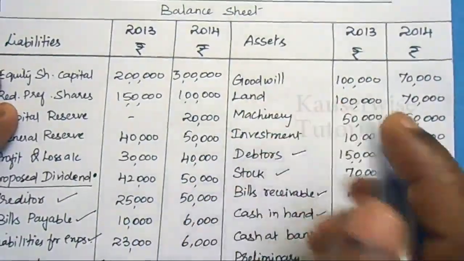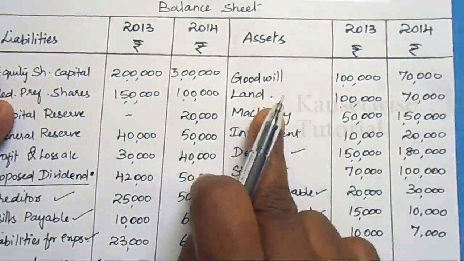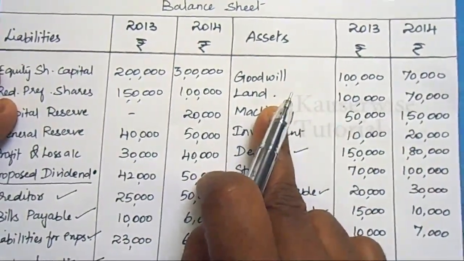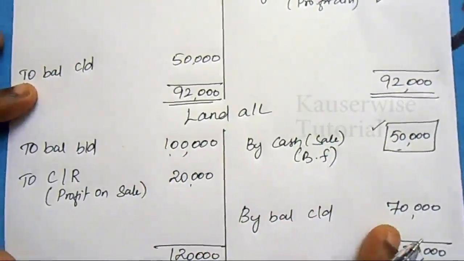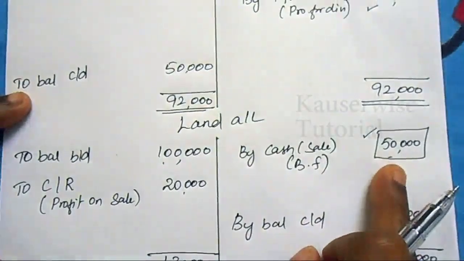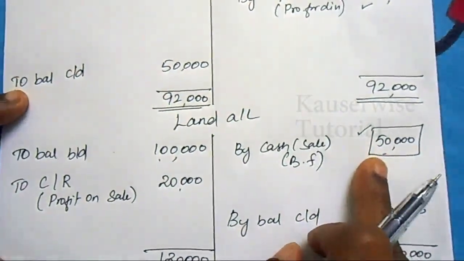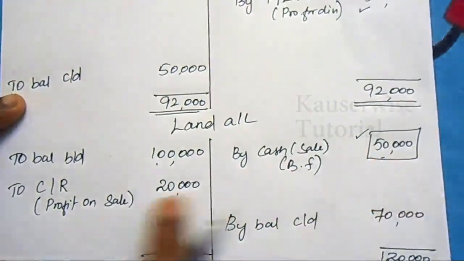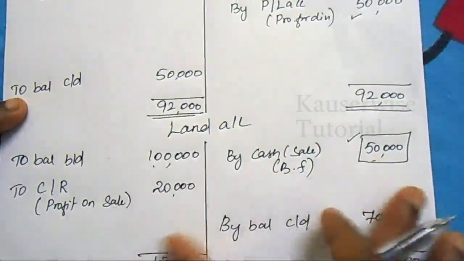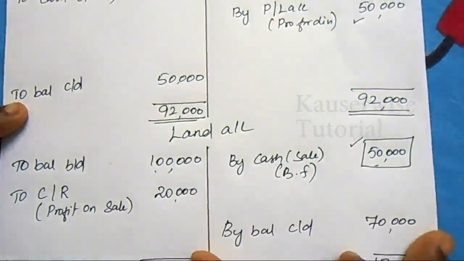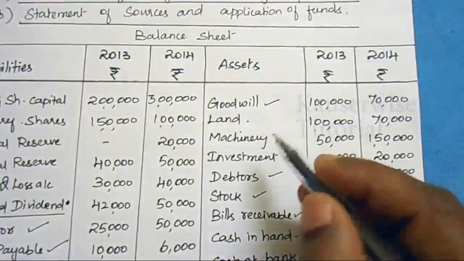For land, we have already prepared the ledger. Just refer to the ledger. Look at the land account. Here the opening balance and closing balance are there. Here we have got a balancing figure of 50,000. This will be recorded in sources of fund. And this 20,000 is already included in this 50,000. So we need not record anything in the fund from operation. Okay, next one.